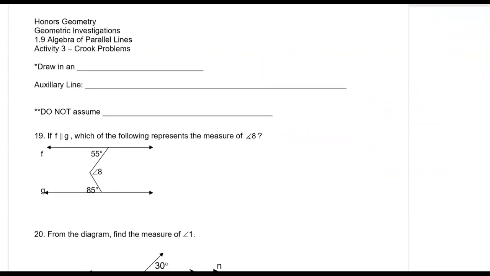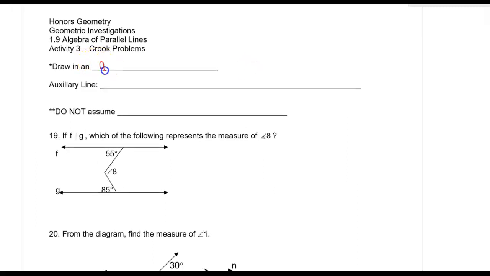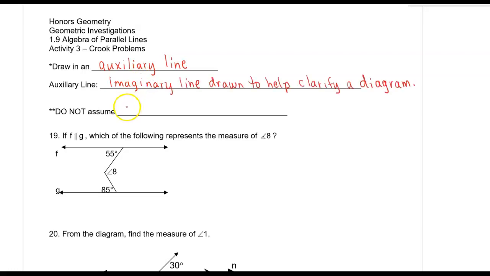B3 is on a special kind of problem that we can practice since we know about parallel lines now. We're going to draw in something called an auxiliary line to help us. An auxiliary line in geometry is an imaginary line that we use to help clarify a diagram. Remember, you do not want to assume the size and shape of the diagram.